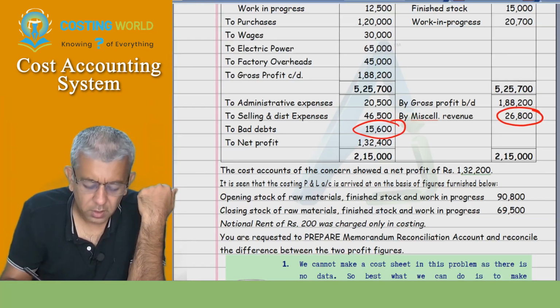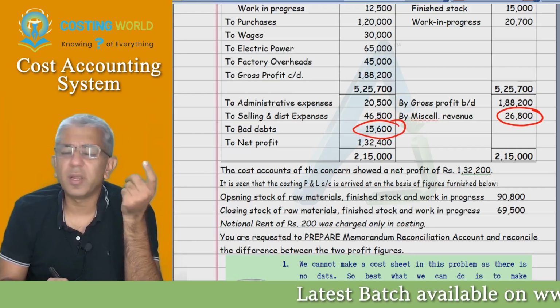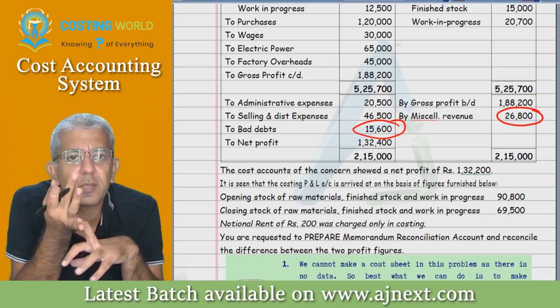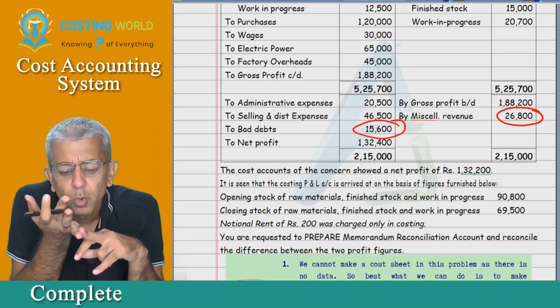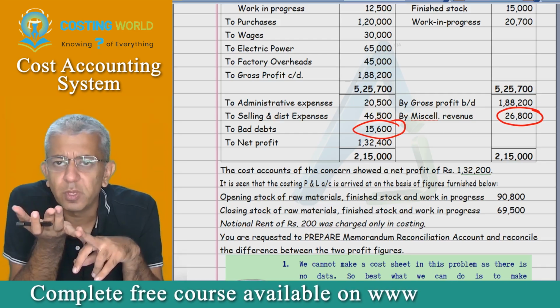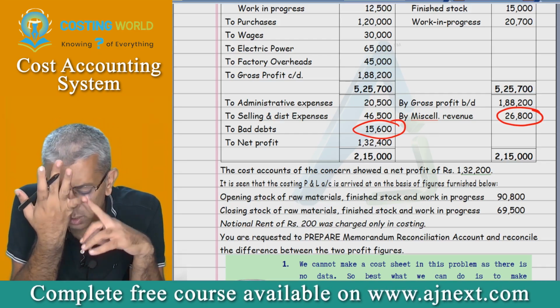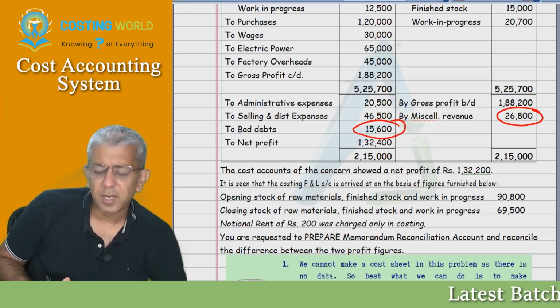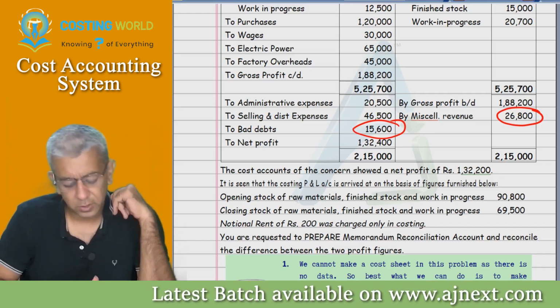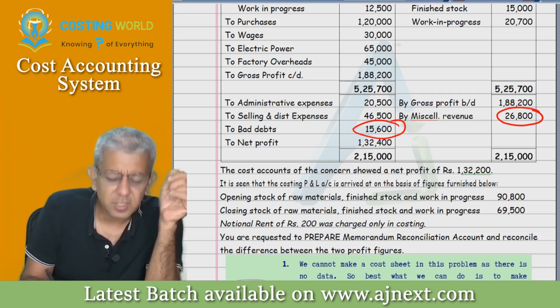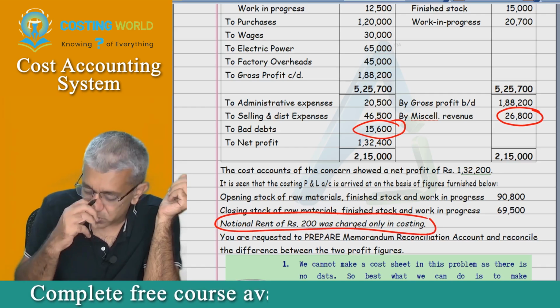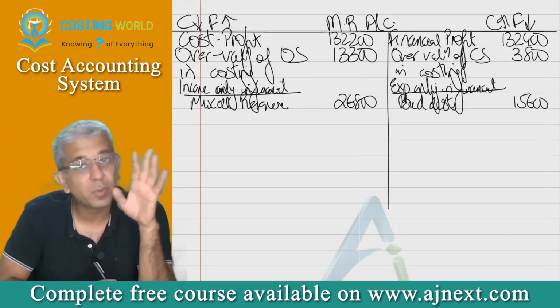Now see, in reconciliation, in all the questions till now, three types of differences go. One of them is expenses and incomes only in financial; we did that. Second, stock differences; we did that. Third, under or over absorption, I'll come back to that. Now this is a new thing for us. Notional rent of 200 rupees was charged only in costing. What do you mean by that?